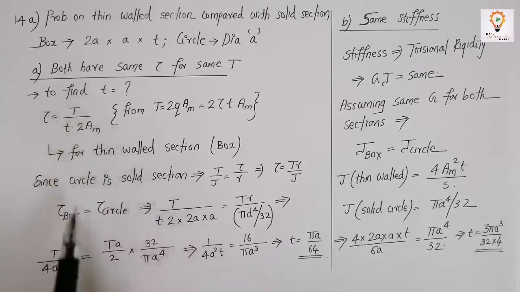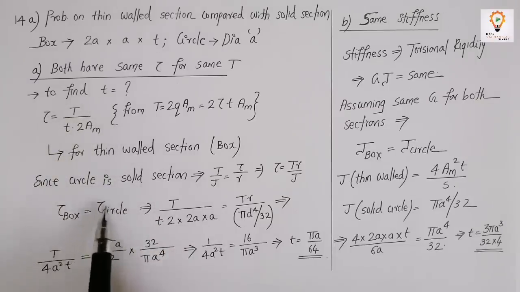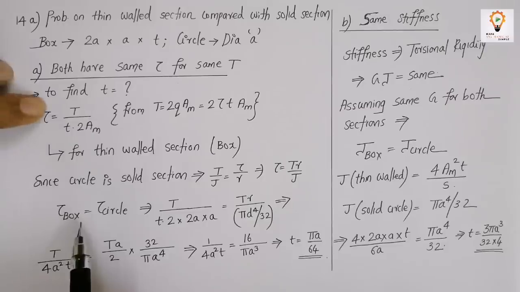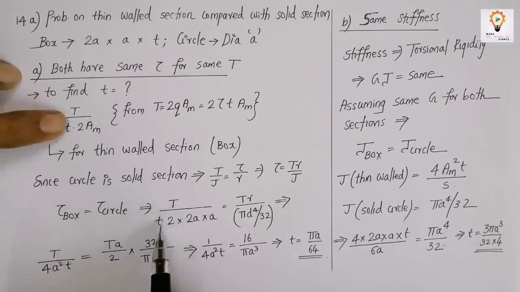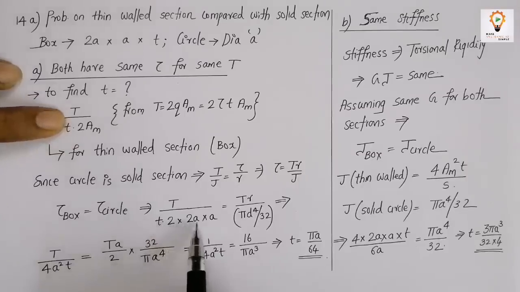Now our question is that for the same shear stress for both sections, so tau box is equal to tau circle. That means in this condition we are asked to find out the value of thickness, small letter t. So what is tau box? Let us substitute this formula, T divided by small letter t into 2 into AM. What is AM? Area enclosed by the median line, that is, median line means the line which is in the center of outer and inner lines.